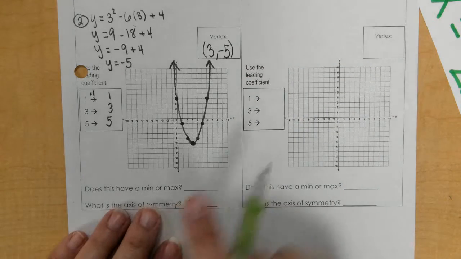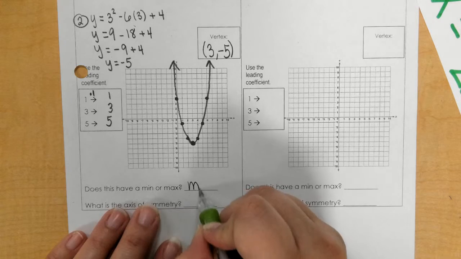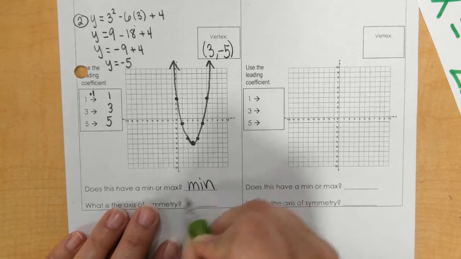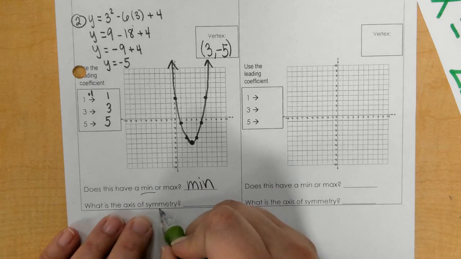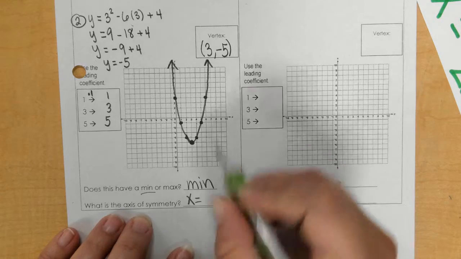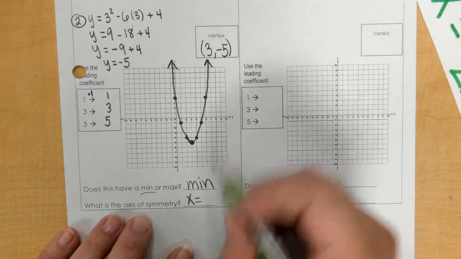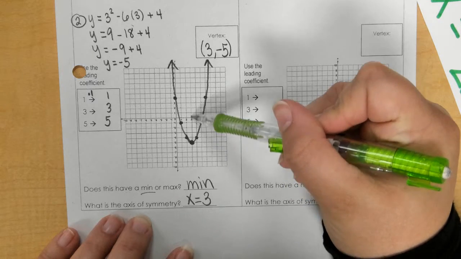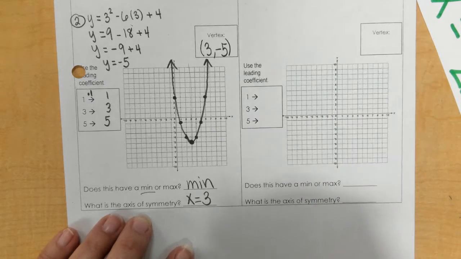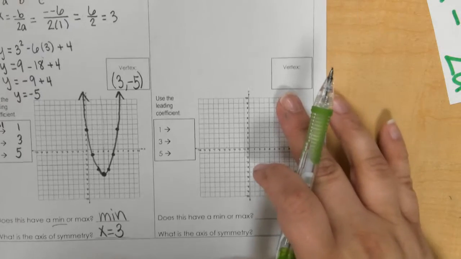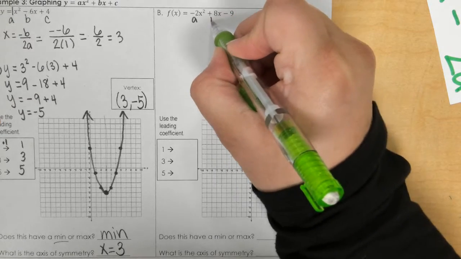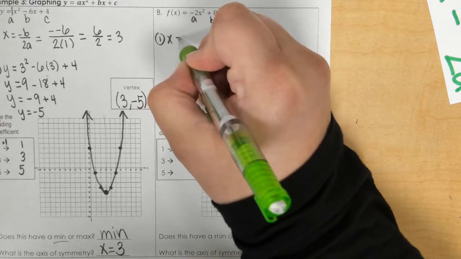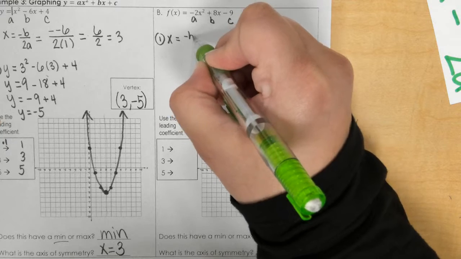For my min and max, my minimum is where the vertex is. It's the low point, so it's a min. The axis of symmetry, again, that's where the x value of the vertex is, so that's 3. Okay, again, you can see it's right through here. So x equals 3. Okay, for the second example, we have A, B, and C. We need to plug this in.